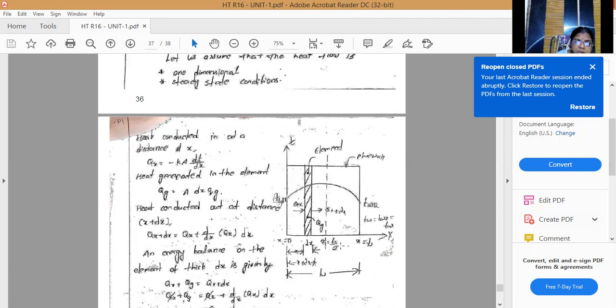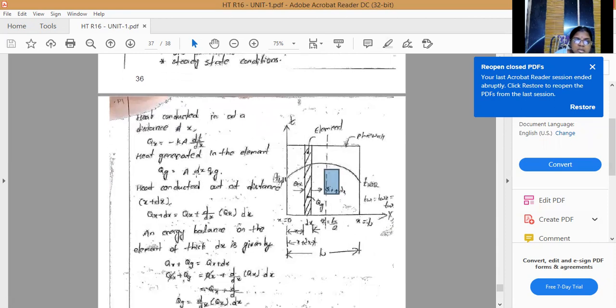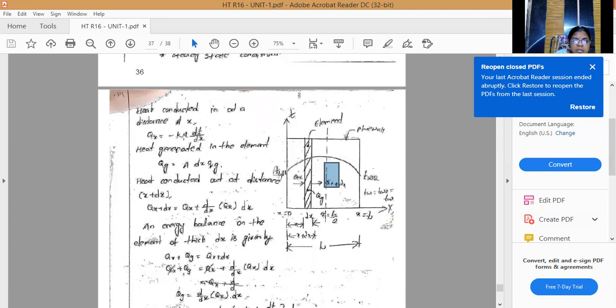Whenever the temperature is the same, the thermal conductivity is also the same. So this is one-dimensional, and the assumption is steady state, which means properties do not change with respect to time. And this is a small element, and heat is generated in the direction of x plus dx. So the heat conducted at a distance of x is taken from Fourier's law.